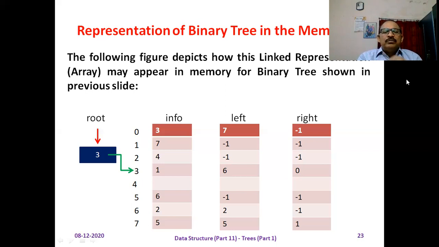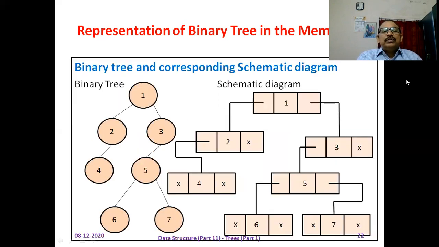Okay, now here you can see the left child of node 3 is at location 7, and you can see the right child is null. Here you can see -1. So -1 indicates null. In the previous picture you can see the left child has value 5 but the right child is null.